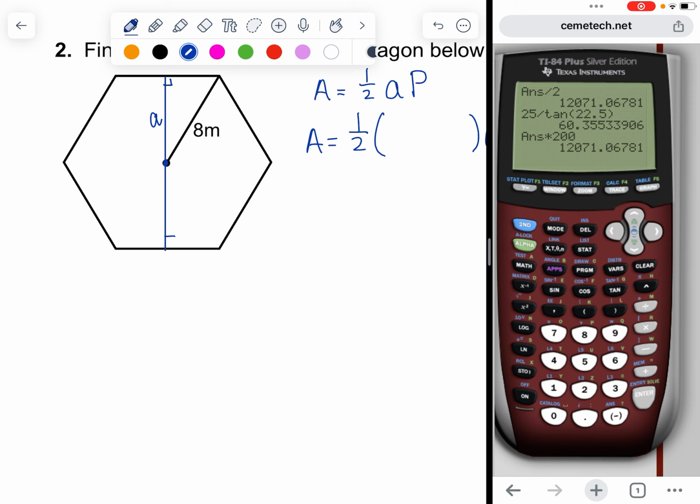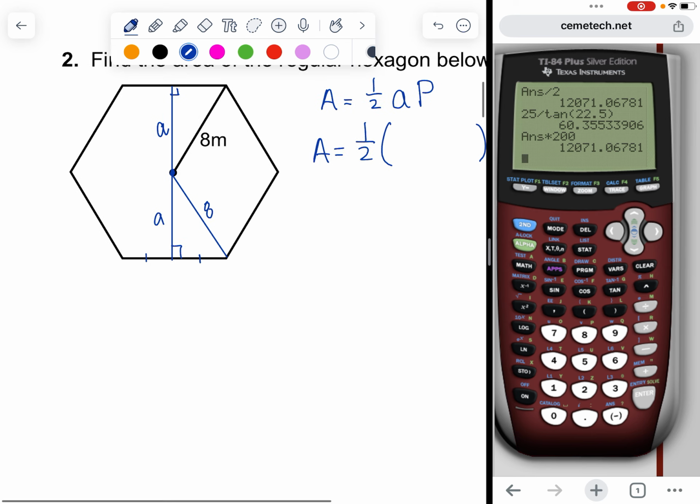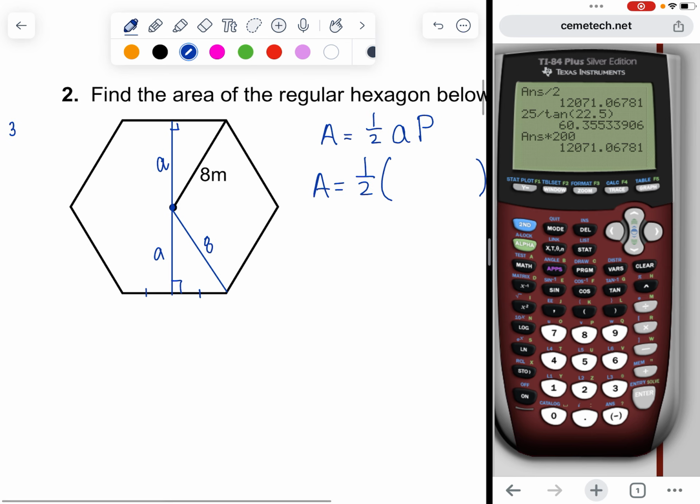Right here, I'm going to say I don't have my apothem. These two pieces are congruent. I do have my radius. It's 8 meters. Okay, so I need to find that little teeny tiny angle right there. All right, so I'm going to do 360 divided by the number of sides. This is a hexagon, so that's 6. That's 60 degrees. And then I'm going to divide that by 2, and that's 30 degrees. So I know this angle is 30 degrees.